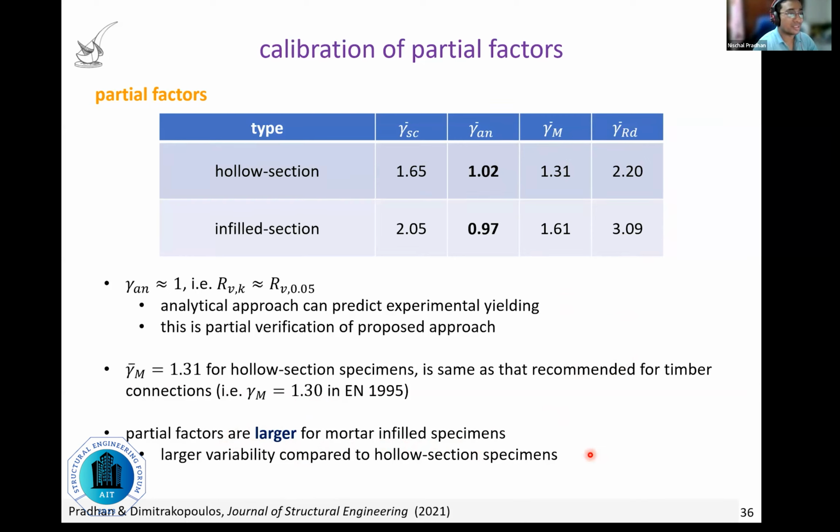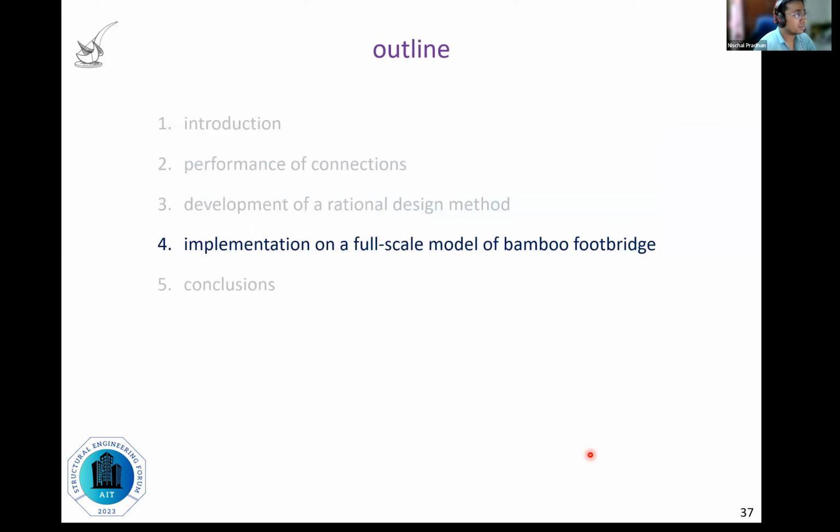So now with this study, we have a way to rationally design such connections that ensures failure by yielding of bolts before other components. Thereby, we can achieve axial members of high predictability and ductility, right? Now, let's figure out how to analyze the performance of such structures made by such axial members.